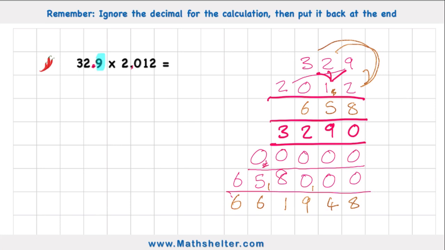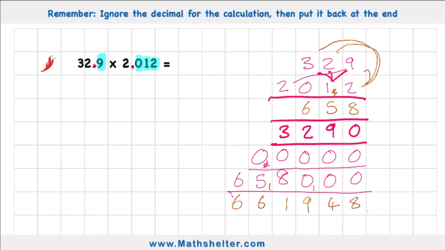How many have I left? 1, 2, 3, 4. So let's move my decimal from here. 1, 2, 3, 4 places to give me an answer of 66.1948. And that's as simple as it needs to be. All we've got to remember is to ignore the decimal from the calculation and then put it back at the end, decided by how many numbers after the decimal I ignored at the start.